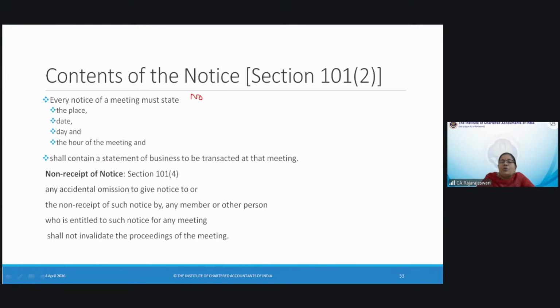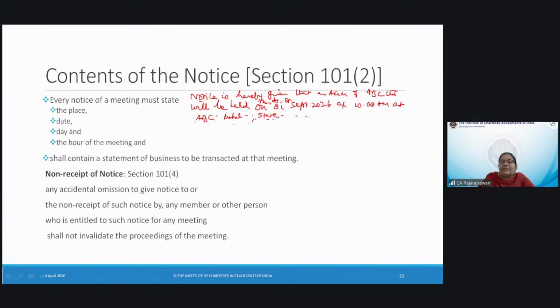Generally, it will start like this: Notice is hereby given that an AGM, annual general meeting of ABC Limited, will be held on Thursday, or whatever is the day. I don't remember the day, so I'm just putting it as Thursday, on 1st September 2026 at 10 a.m. at, probably whatever is the place, say at ABC Mahal or whatever is the place, then the state, then they will mention to transact the following business.